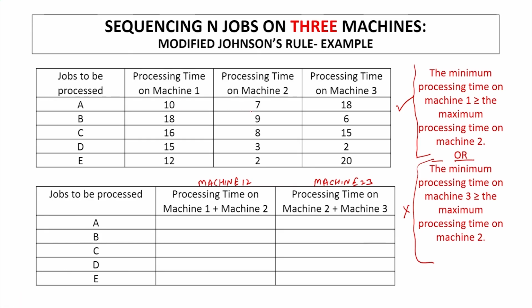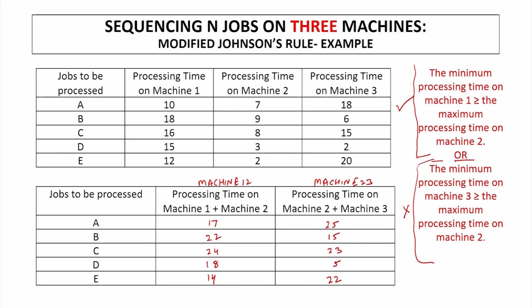That is 10 plus 7, 17; 18 plus 9, 27; 16 plus 8, 24; 15 plus 3, 18; 12 plus 2, 14. Similarly, here 7 plus 18, 25; 9 plus 6, 15; 8 plus 15, 23; 3 plus 2, 5; and 2 plus 20, 22.